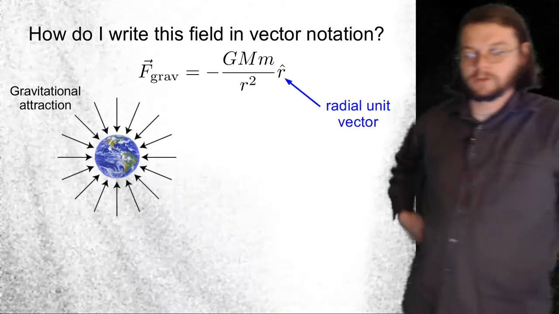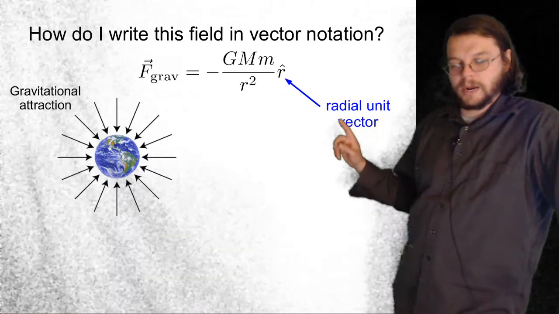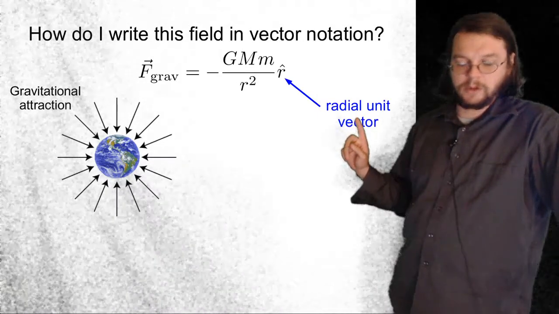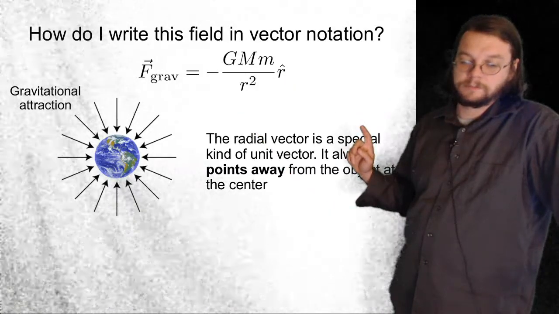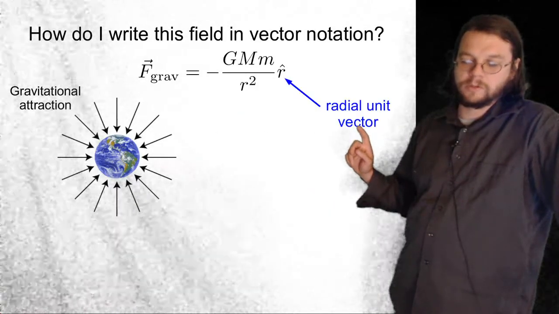All right, let's break this down. This r hat is also called the radial unit vector, and I'll give you the equation for it in just a second.